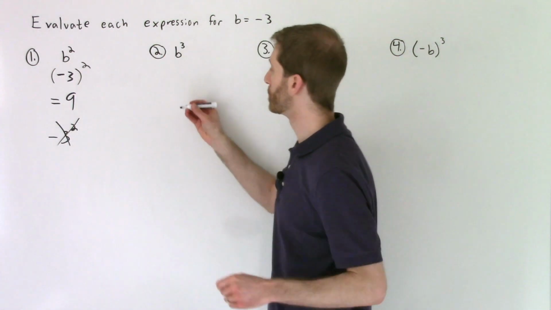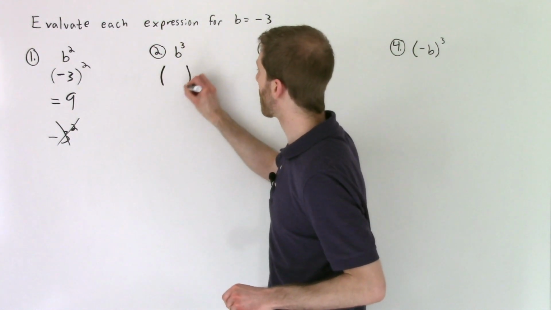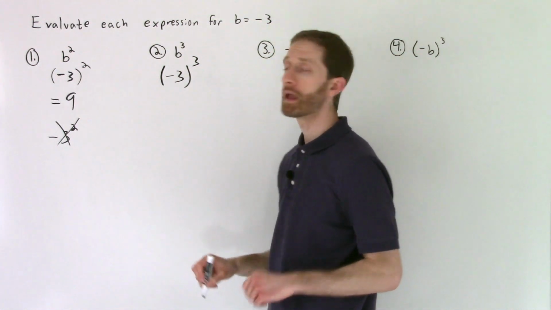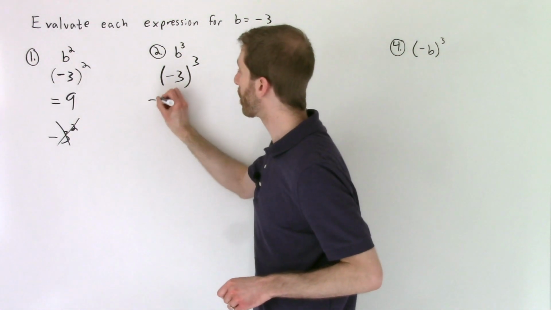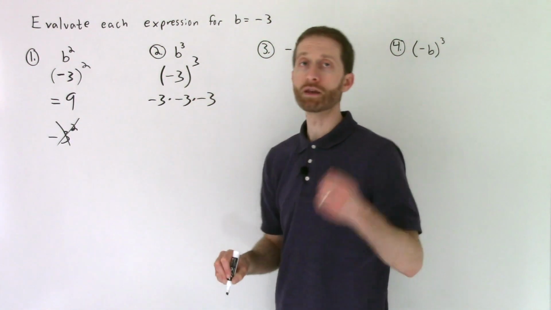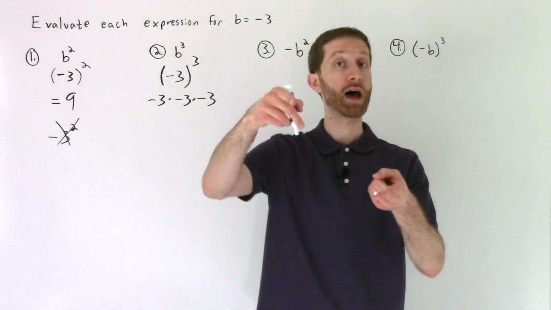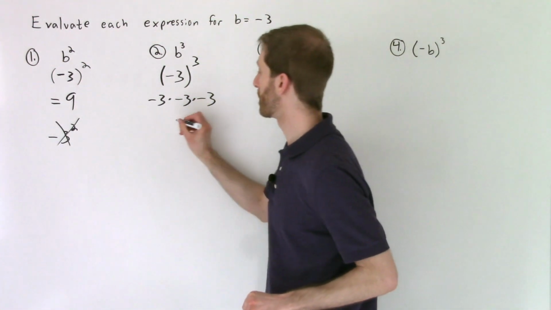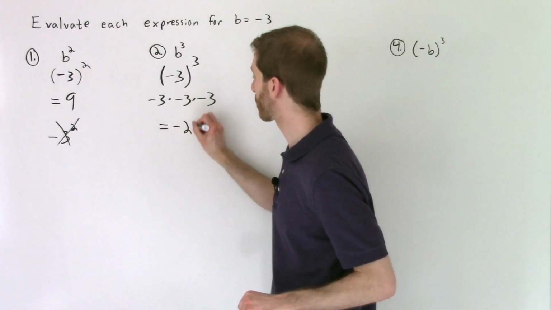B cubed, we'll use the same idea. We're going to cube everything that is b, so I evaluate -3 in for the b spot. Negative 3 cubed, all of it is being multiplied. Negative 3 times negative 3 times negative 3. Negative 3 times negative 3 is 9. Times negative 3 is negative 27. There we have it, and that's our final answer.